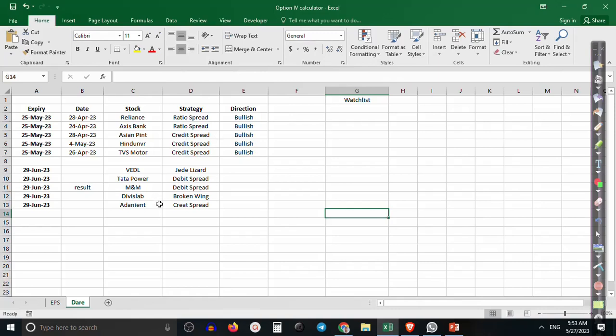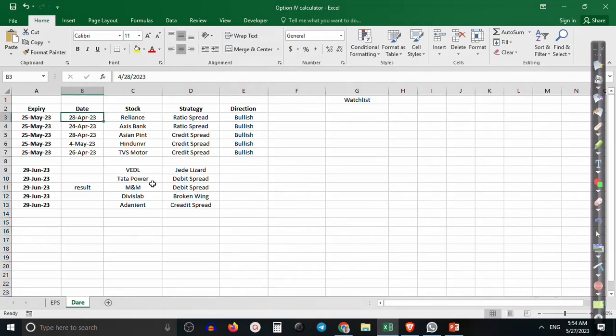So this month we placed orders in Vedanta, Tata Power, Mahindra and Mahindra, Divi's Laboratory, and Adani Enterprises. Here I use a debit spread, a broken wing strategy, and another, sorry, this is a credit spread. All right, so let me show you last month, like Reliance, where I was bullish.